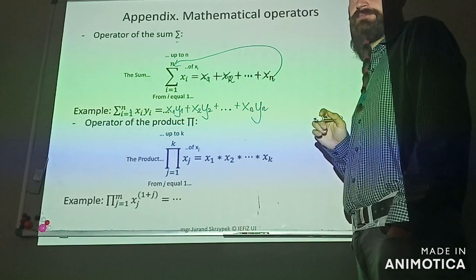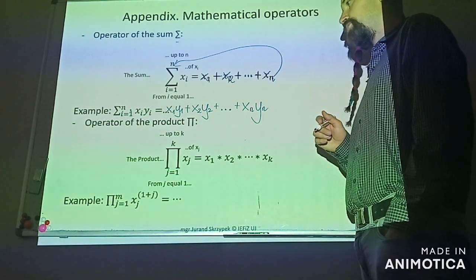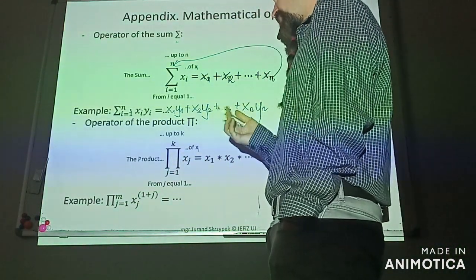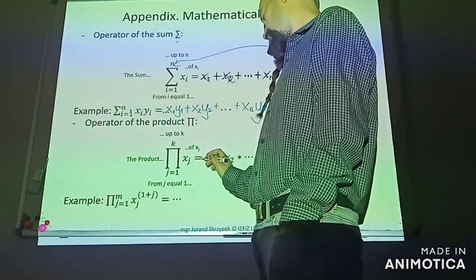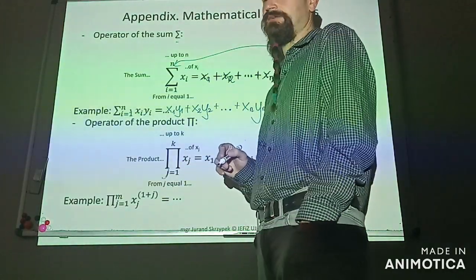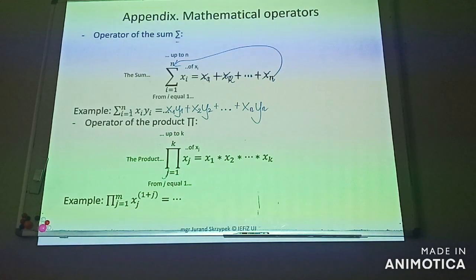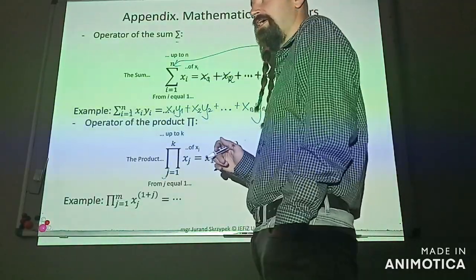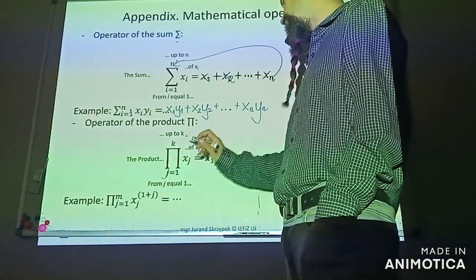Here we have very similar operations, but instead of summing something, we compute the product. And here we have capital Greek letter P, which represents the product. How to read it? The product from j equal 1 up to k, for example, because we can have here a wide range of letters. It doesn't matter if we have j, i, a, b here or something else. The product from j equal 1 up to k of xj.